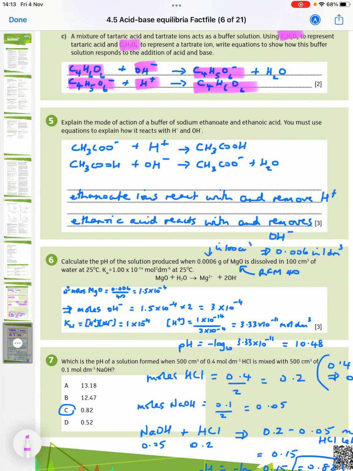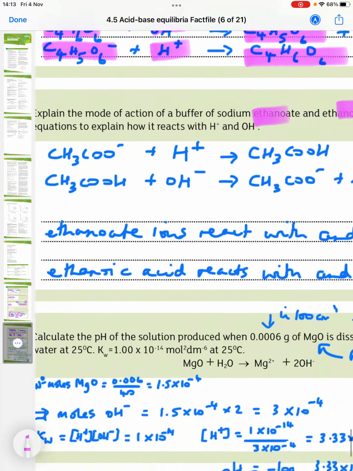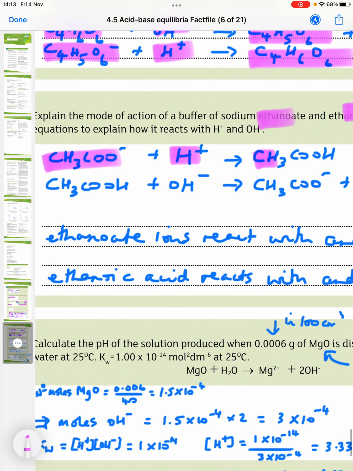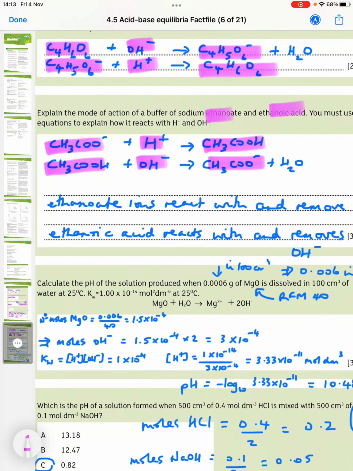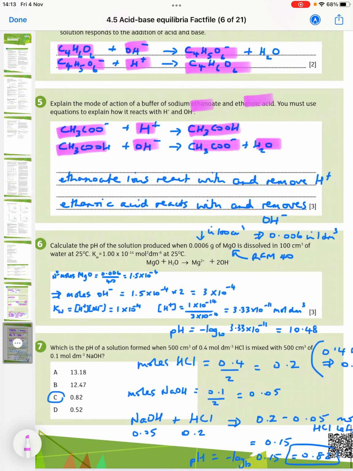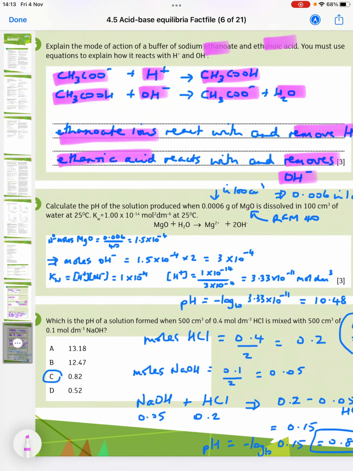So number 5, explain the mode of action of a buffer of sodium ethanoate and ethanoic acid. You must use equations to explain how it reacts with H+ and OH-. So looking at the ethanoate and the ethanoic acid, we've got ethanoate here plus the hydrogen ion gives us ethanoic acid, and then the acid plus the hydroxide ion gives us the ethanoate ion and water. So then your explanation is that the ethanoate ions react with and remove the hydrogen ions, and the ethanoic acid reacts with and removes the hydroxide ions.